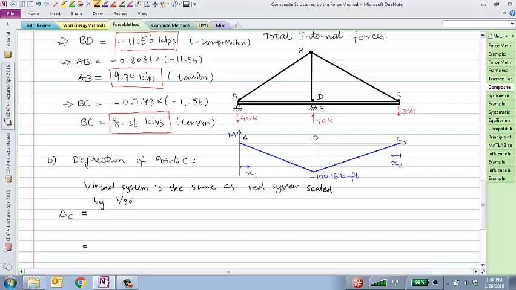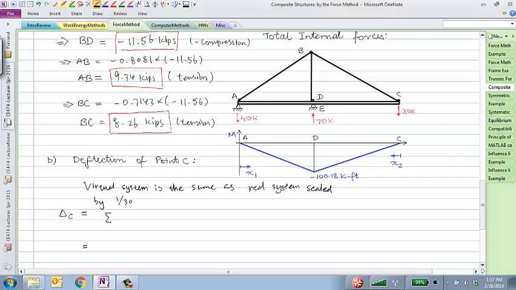So now for the real system, we have the moment diagram like this. Note that the value at point E is minus 100.18 feet. And so we can just use this diagram to calculate the delta C, with everything scaled by 1/30. Okay, so this is actually just the beam part.